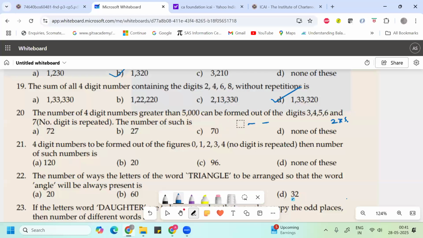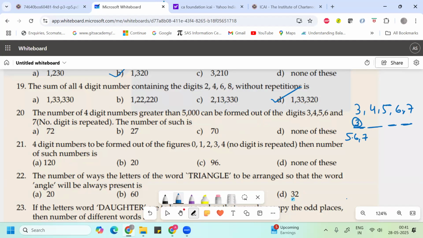Okay, sorry, one more digit is there. How many digits are there? 3, 4, 5, 6, and 7. Okay, so four-digit. Here I had not seen the 7. So here 5 can come, or 6 can come, or 7 can come. So any of the three digits can come here.